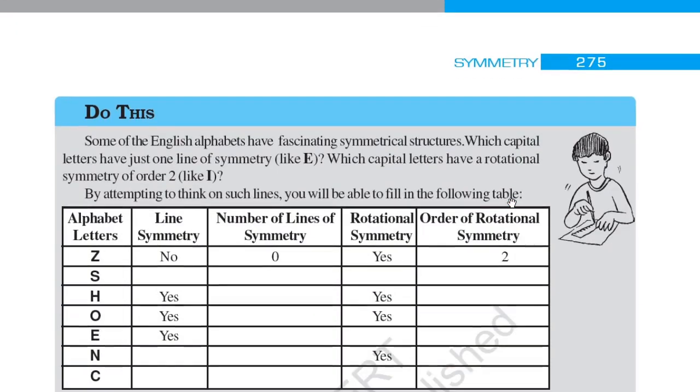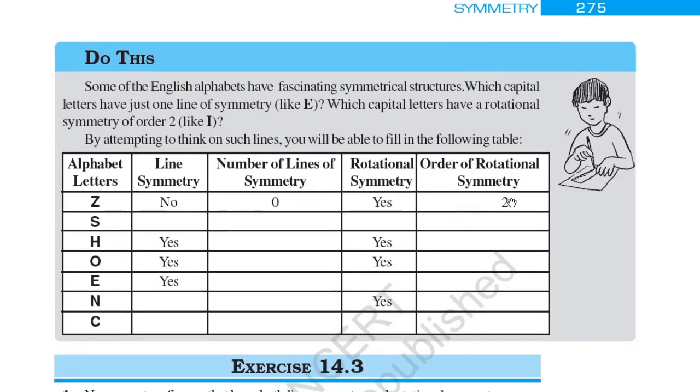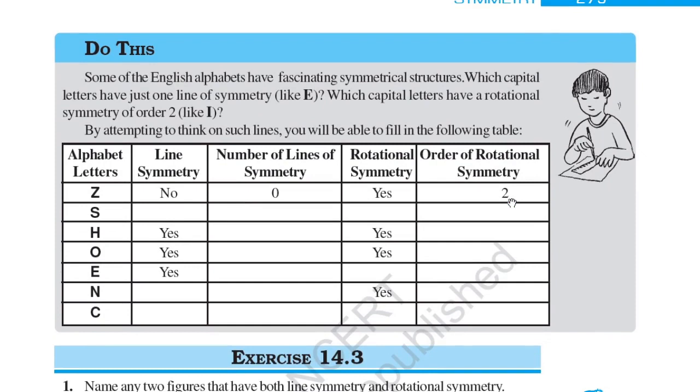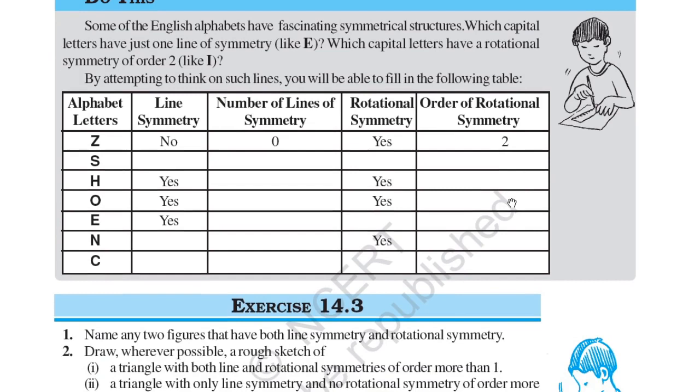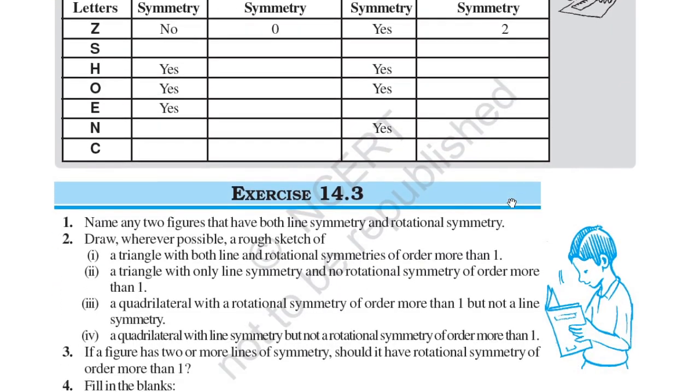So here is a Do This section. Some of the English alphabet have a fascinating symmetrical structure. Which capital letters have just one line of symmetry like E? Which capital letters have rotational symmetry of order 2 like I? By attempting to think on such lines, you will be able to fill in the following table. So you can fill in the following table, very easy. And here is an exercise.